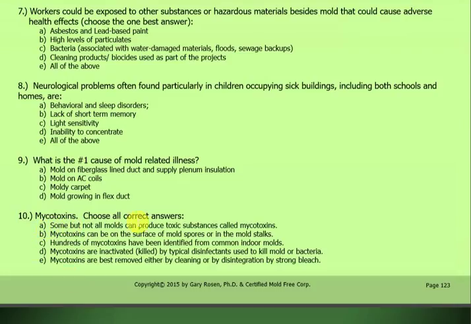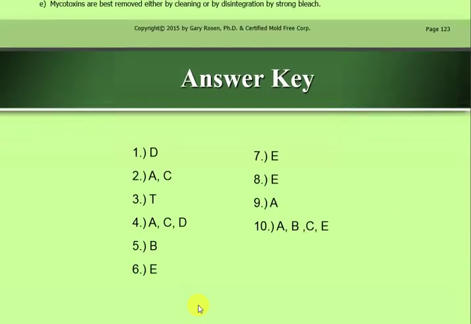Mycotoxins. Choose all correct answers. Some, but not all molds can produce toxic substances called mycotoxins. That is correct. Mycotoxins can be on the surface of mold spores or in the mold stalks. That is correct. Hundreds of mycotoxins have been identified from common indoor molds. That is correct. And mycotoxins are best removed either by cleaning or disintegration by strong bleach. That is correct.